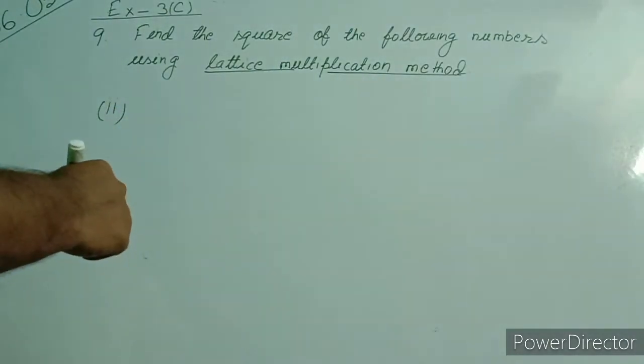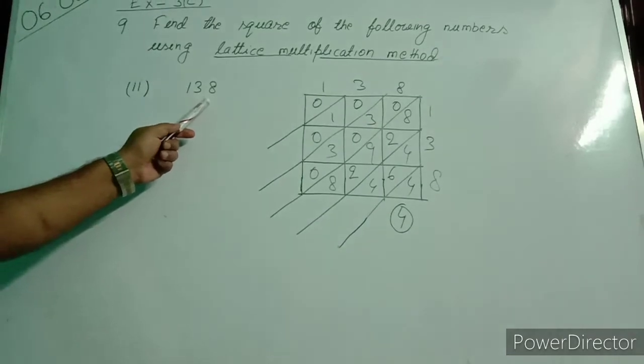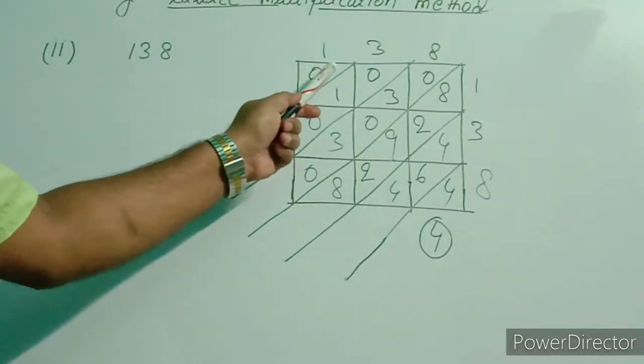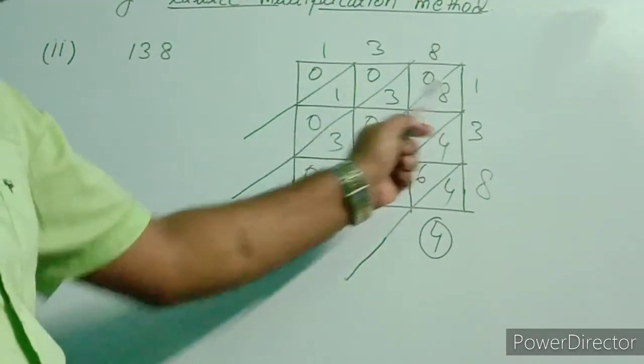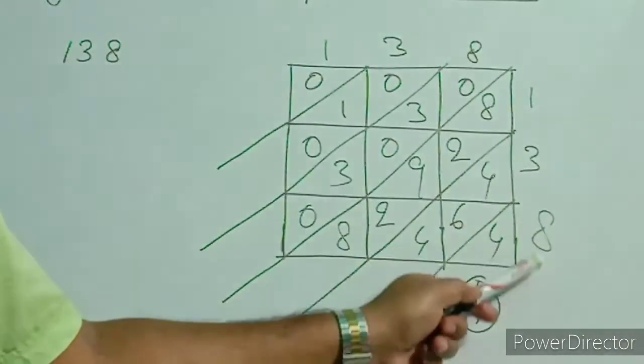Now Roman number 2. The number is 138. There are 3 digits, 138. So for that I made 3 columns and 3 rows. 1 2 3, 1 2 3. Here I wrote 138, here also I wrote 138.